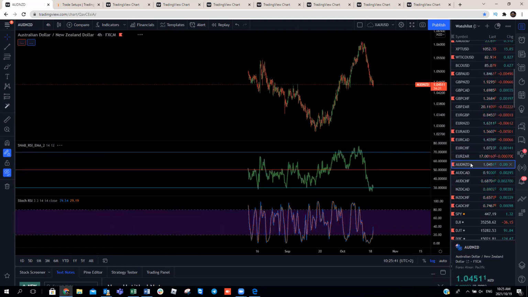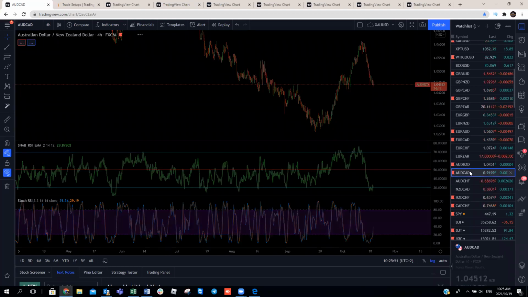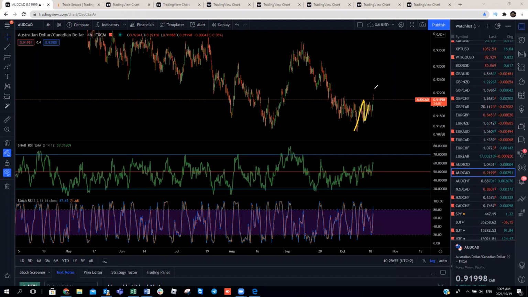Aussie New Zealand, we are not getting the pullback that we are looking for. We are waiting for this one to give us this pullback before we get a continuation to the downside, or rather to the upside. Pound CAD is making this structure 1, 2, 3. We want to see this continue to the downside like this. Okay, we're just above 50. We've reset it. We want to see this 3-wave play out and then move to the downside.